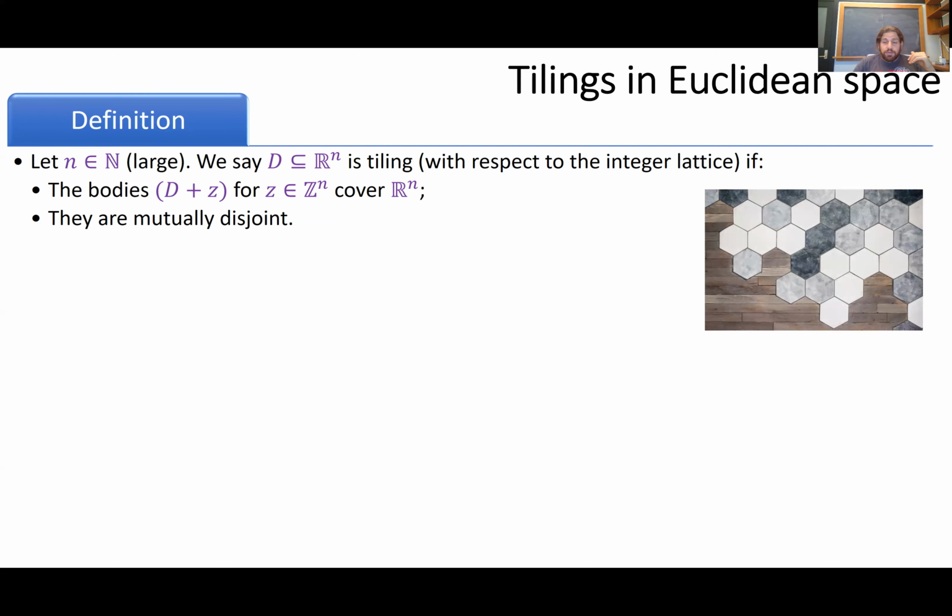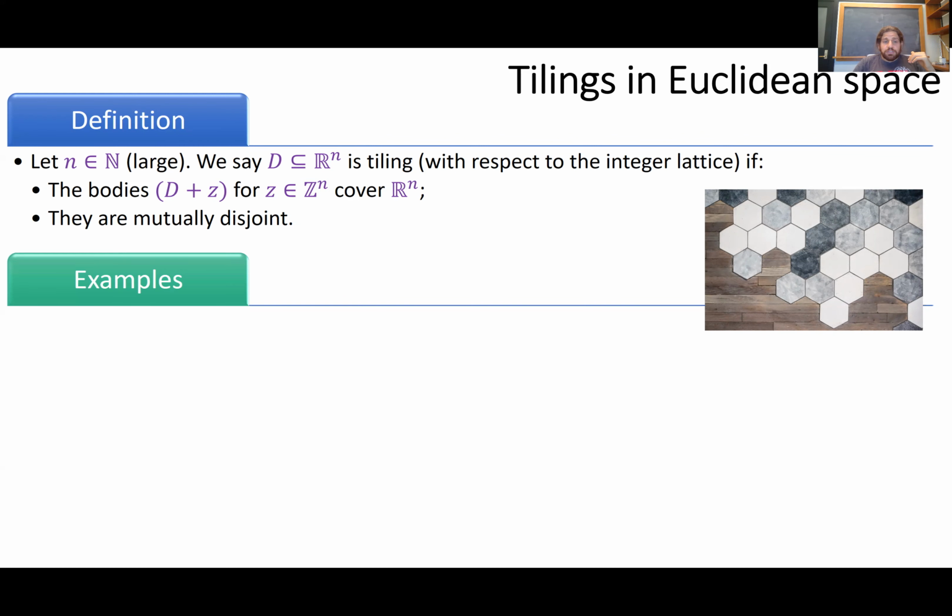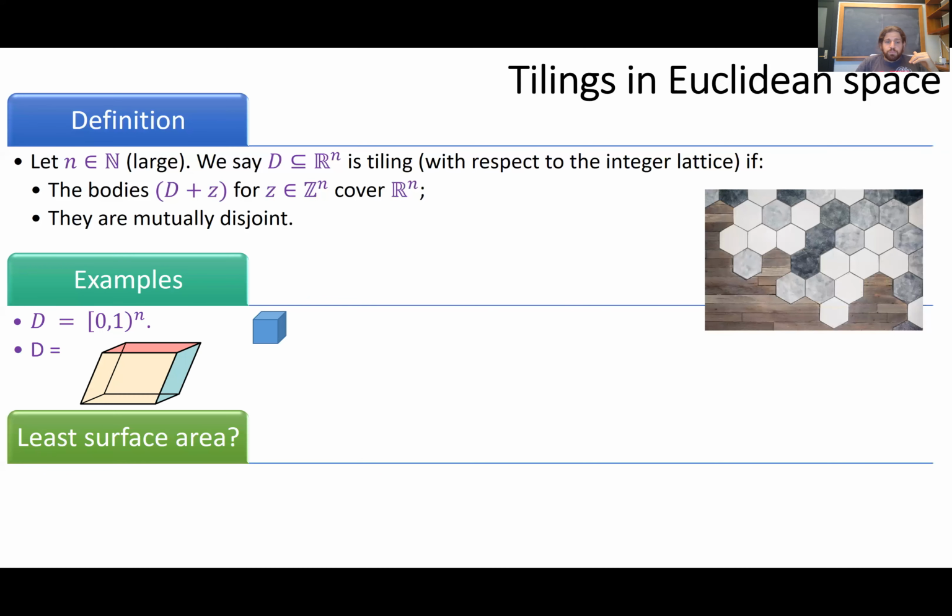So this is the picture you should have in mind. And here are some examples of tiling bodies. Clearly, one thing you can do is simply take a cube, [0,1]^n. This is clearly tiling. But then you can try to play around with that. You can give it angles everywhere and call it a bipod. And this would also be tiling. The key parameter of interest with respect to parallel repetition is the surface area of a tiling body. The above two examples both have surface area which is linear in n, and the question is, can we beat it?